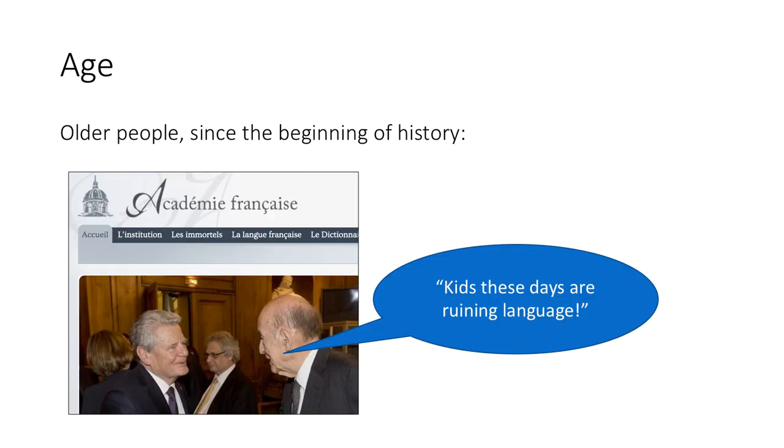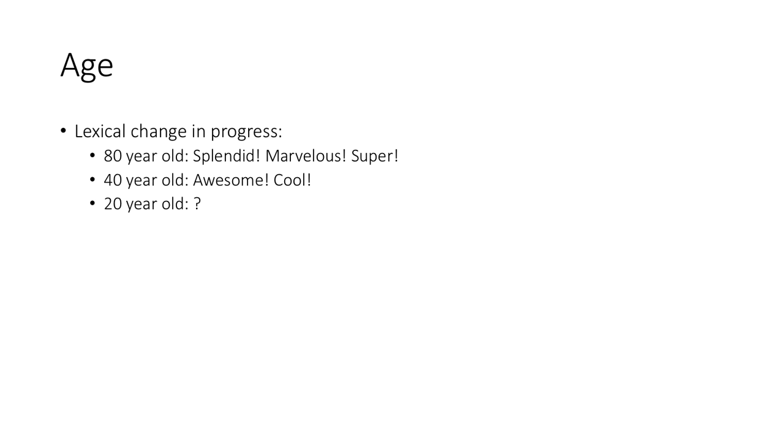Okay, so first social factor, history. Not history, but age, sorry. So older people since the beginning of time have always been saying kids these days are ruining language. And by the way, if you remember back to all those pictures I was showing of this French academy, you might have noticed that every single person in the picture is old. Older people tend to be a little wary of linguistic innovation, even though they were innovators themselves when they were younger. So there's always going to be a lot of age-related variation.